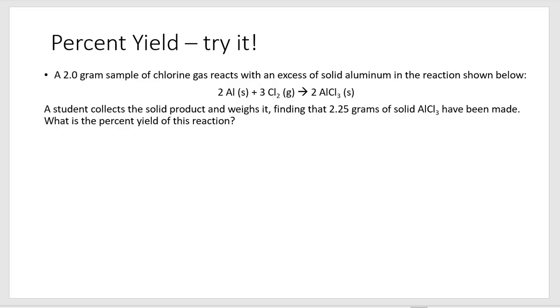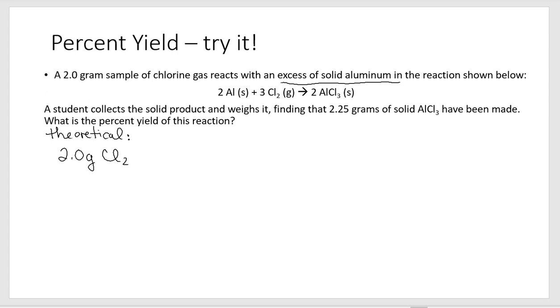So your first step is you have to figure out what your theoretical yield would be in this reaction. Your theoretical yield is a calculation based upon your limiting reactant. It's the reactant that gets all used up. So this reaction tells us that chlorine gas is our limiting reactant. How do I know that? Because it says that aluminum is in excess. So that means that my chlorine gas is the one that's determining how much product we make.